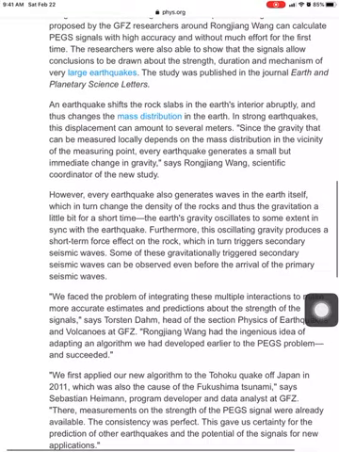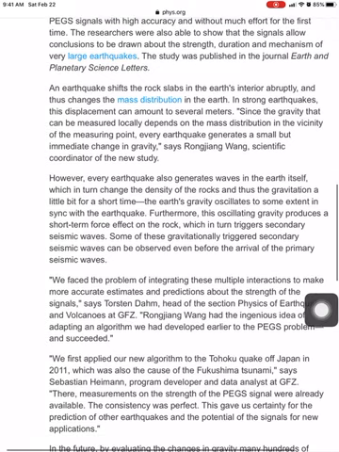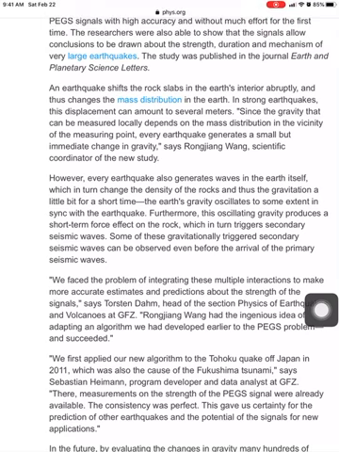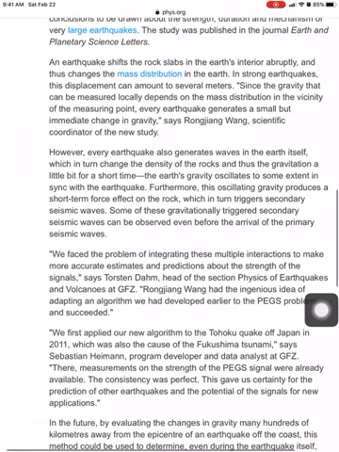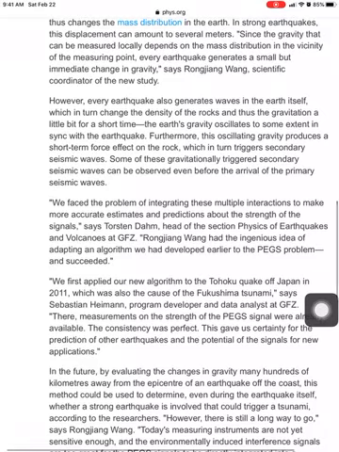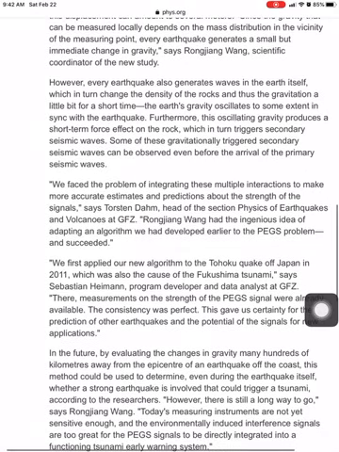An earthquake shifts the rock slabs in the Earth's interior abruptly and thus changes the mass distribution in the Earth. In strong earthquakes, this displacement can amount to several meters. Since the gravity that can be measured locally depends on mass distribution in the vicinity of the measuring point, every earthquake generates a small but immediate change in gravity. However, every earthquake also generates waves in the Earth itself, which in turn change the density of rocks and thus the gravitation a little bit for a short time. The Earth's gravity oscillates to some extent in sync with the earthquake.